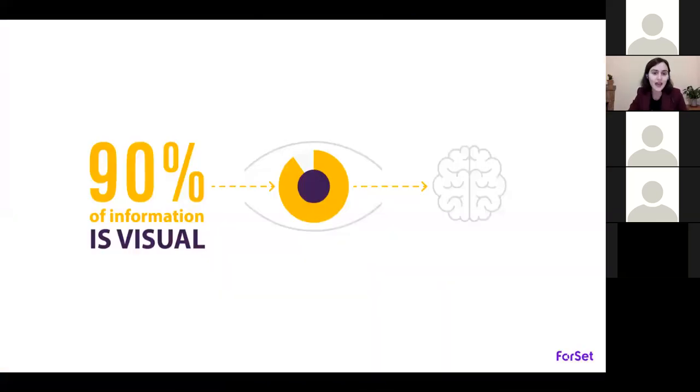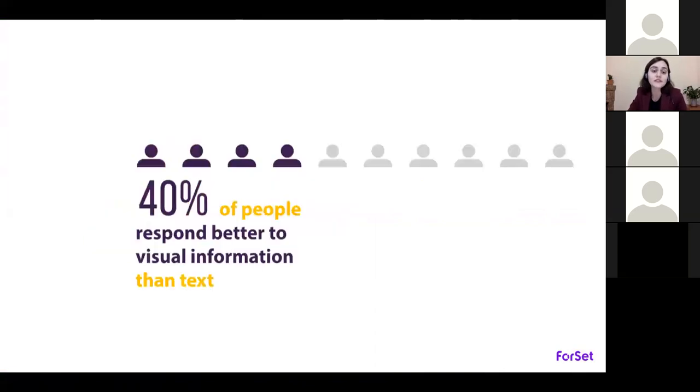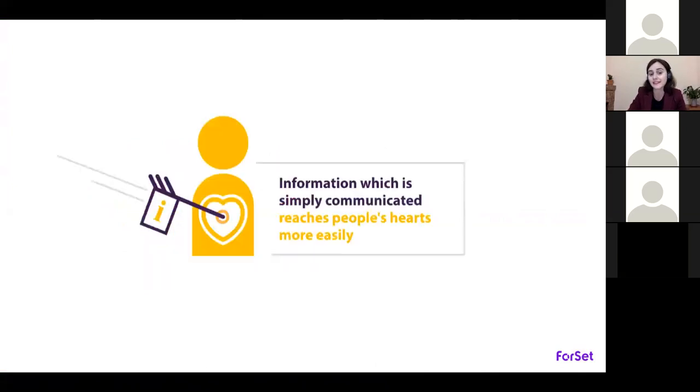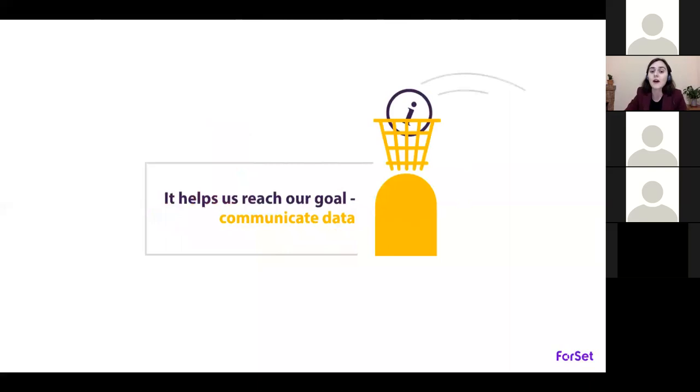Okay, so let's start. Why are we talking about data visualization? Because a very, very big majority of information that our brain perceives is visual. It's actually about 90%, and 40% of people respond better to visual information than text. It is very important for us to communicate our messages, especially very complicated information, which is driven by data. And it's very important for us to take this data, convert it into compelling stories, and reach our audience's hearts more easily. And in the end, it helps us to reach our goal and communicate data and our messages coming from data more easily.